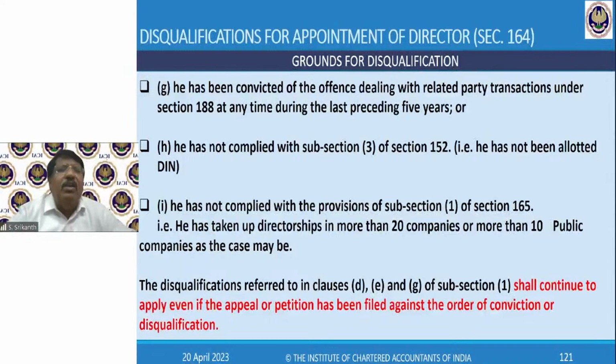G, he has been convicted of an offense dealing with related party transaction under section 188. Later on, we'll come to 188 in the course of my lectures when we come to powers. The point is, if he is convicted under 188 at any time during the last preceding 5 years, then for 5 years after the conviction he cannot be appointed. Then you can appoint him.